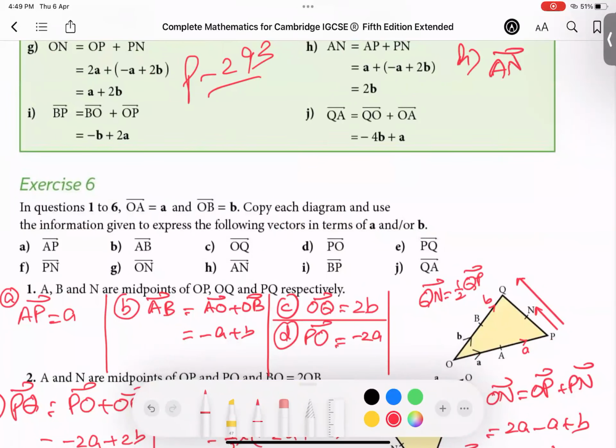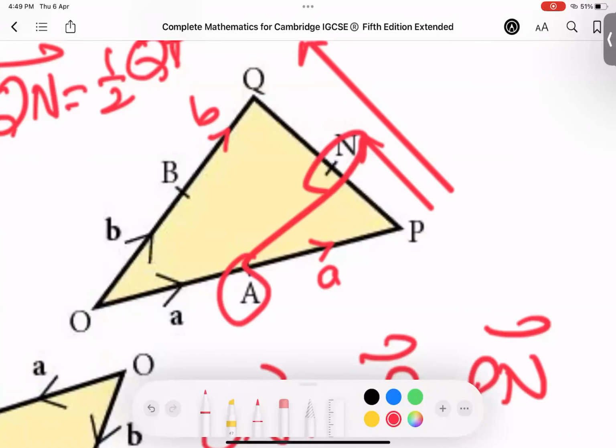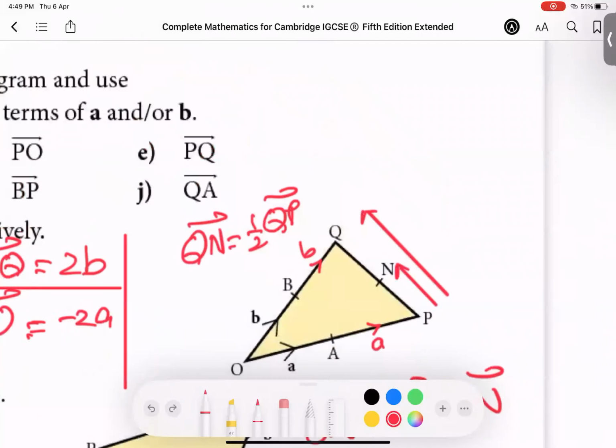What is AN? Starting from A, ending at N. So simple. This vector is my concern. Can I say A to P, P to N? Yes, I can do it in no time.